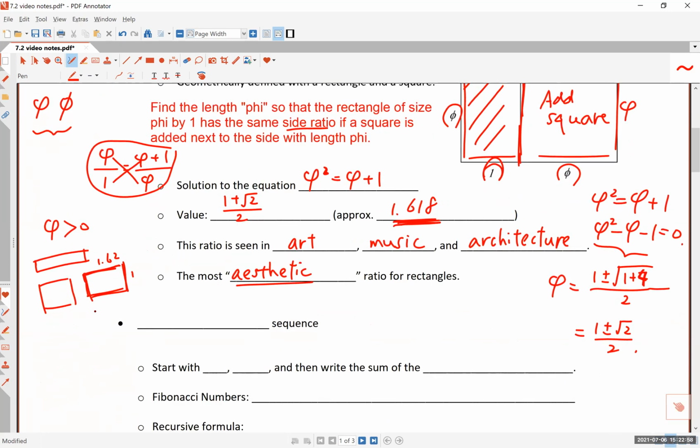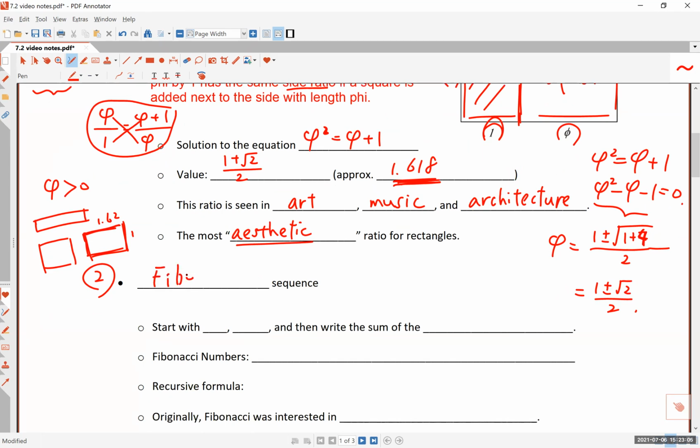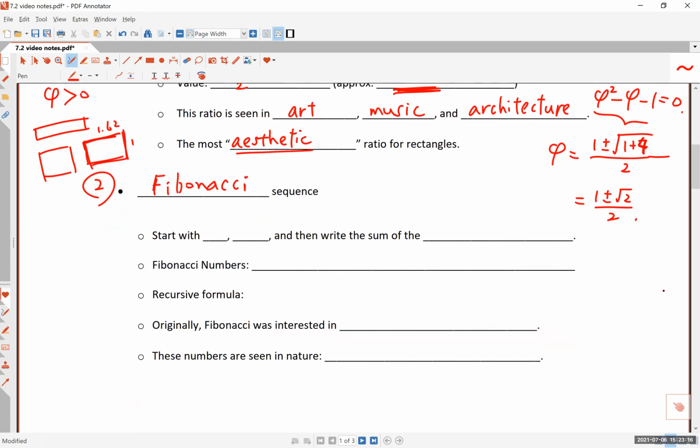Okay, now number two, the second seemingly unrelated topic is the sequence of Fibonacci. What nationality do you think Fibonacci is? Okay. The -cci ending is sort of a giveaway. Yes, he is Italian, but this goes back like 800 years ago. This goes back a long time.